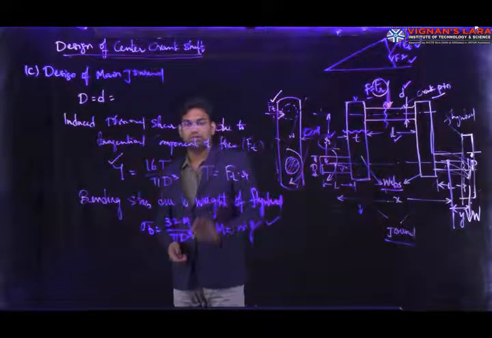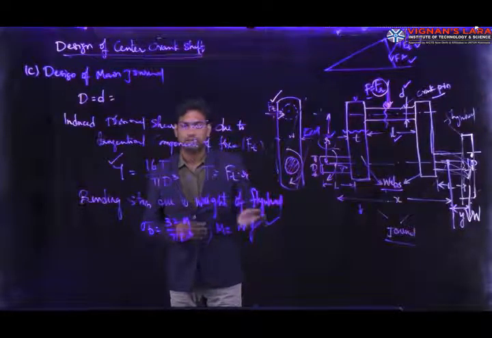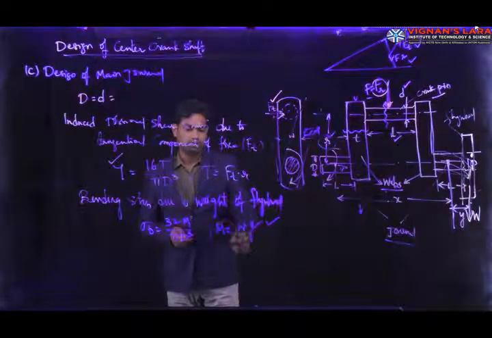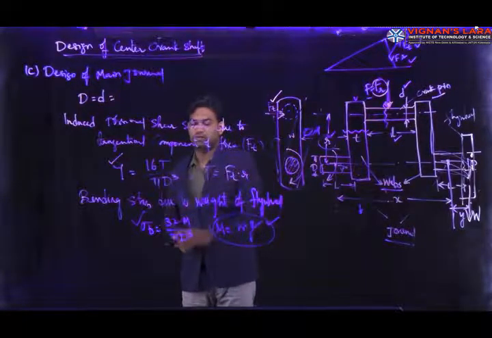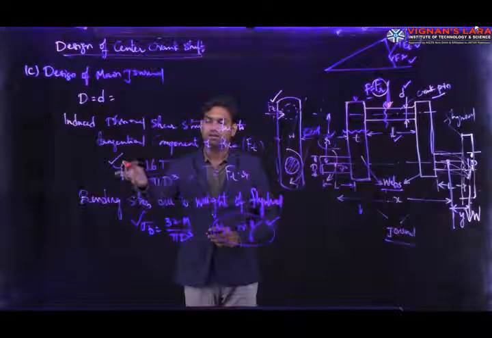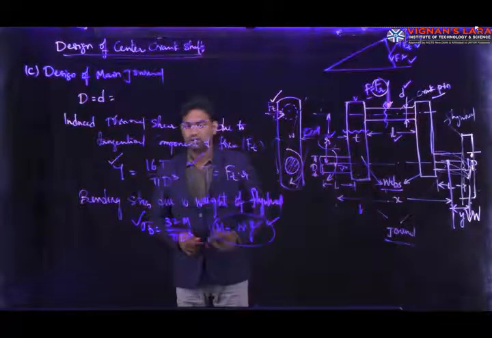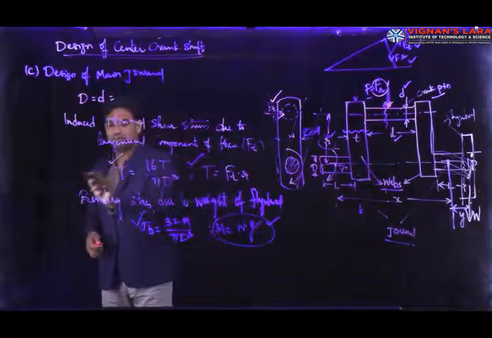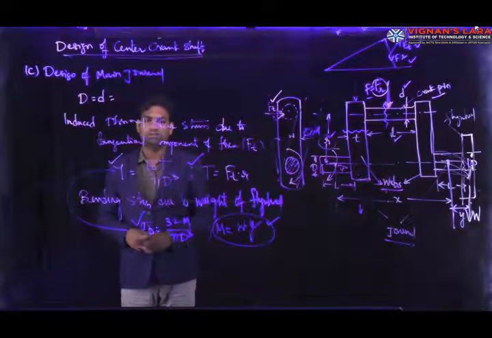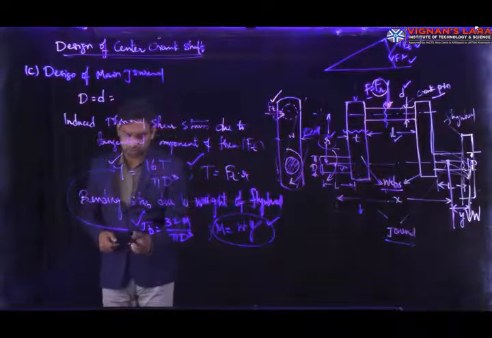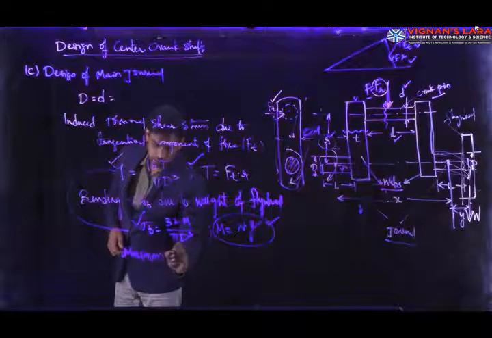So by means of the weight into the distance from the nearest support to the center of the flywheel, we can find out the bending moment acting in the main journal. Using that we can find the bending stress, and the induced torsional shear stress due to the tangential force is a shear stress. Here again the main journal is subjected to both the normal stress, that is a bending stress, and the torsional shear stress, so we need to find the maximum bending stress as well as the maximum shear stress.